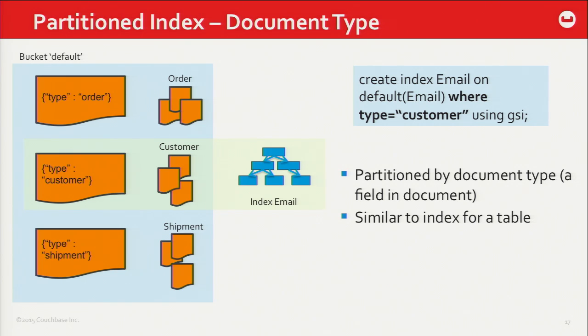There are many ways that you can partition an index. This is one example: you partition an index based on document types. There are many, many ways to do it, and I'm just showing you one example.